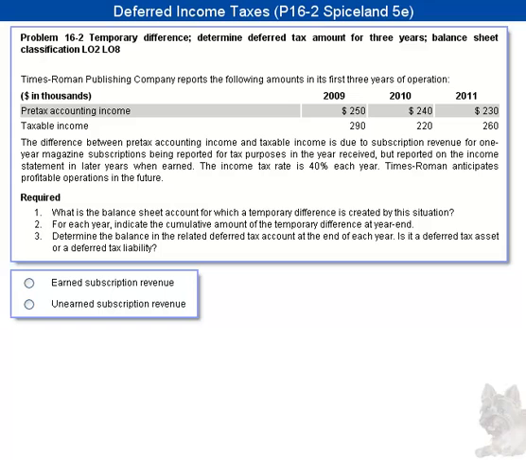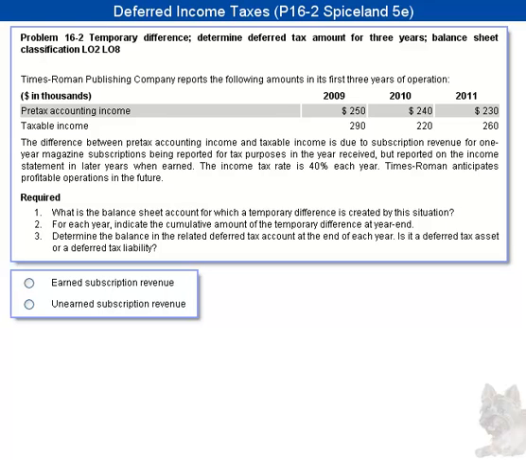The difference between pre-tax accounting income and taxable income is due to subscription revenue for one-year magazine subscriptions being reported for tax purposes in the year received, but reported on the income statement in later years when the revenue is earned. The income tax rate is 40% each year. Times Roman anticipates profitable operations in the future.